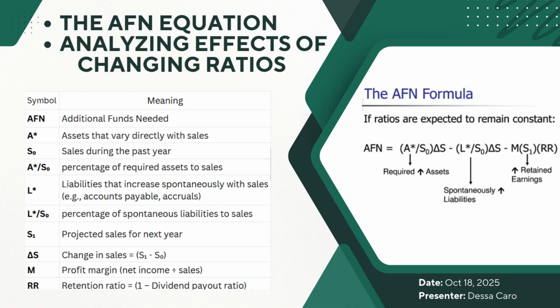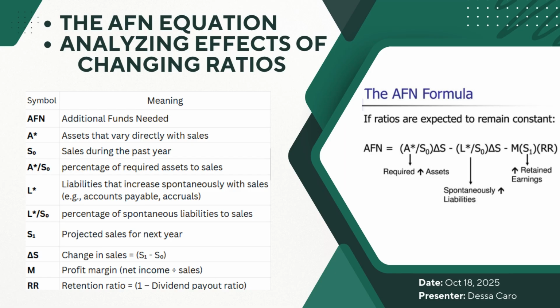So going back to the AFN formula, if ratios are expected to remain constant, we always have to remember the three clusters, which are the required assets, A star over S0 times the change in sales, minus the spontaneous liabilities, L star over S0 times the change in sales, minus the retained earnings, which is M times S1 times RR.